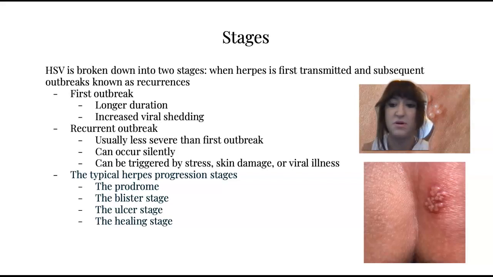So herpes is broken down into different stages: the first outbreak and the recurrent outbreak. The first time a person develops herpes, they can have recognizable signs and symptoms, or it can be asymptomatic, and this is referred to as the first outbreak and is usually associated with a longer duration of time, especially if symptoms are seen, and it is associated with increased viral shedding as well.